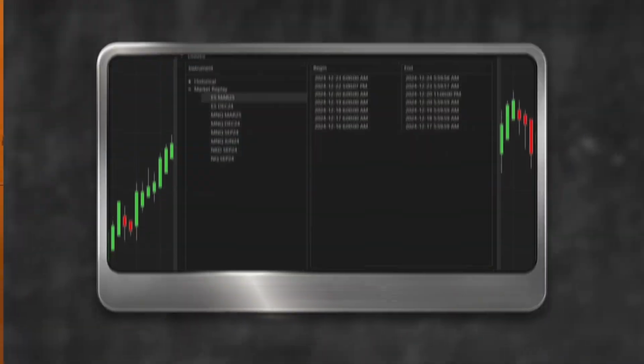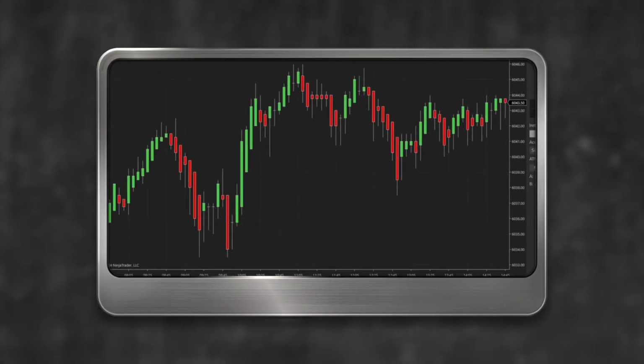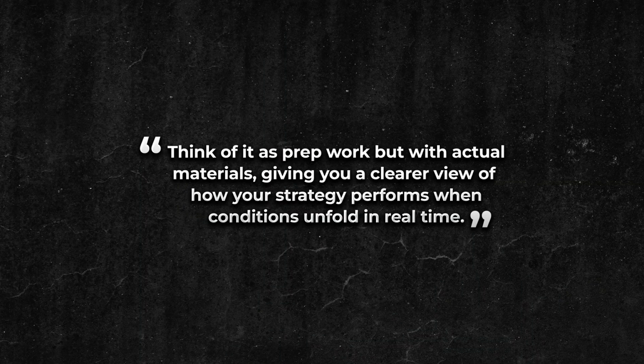Market Replay is a process of replaying historical market data to simulate live trading conditions. NinjaTrader's Market Replay feature builds on that concept by letting you interact with real historical data using tools designed for execution, analysis, and repetition. Think of it as prep work, but with actual materials, giving you a clearer view of how your strategy performs when conditions unfold in real time.